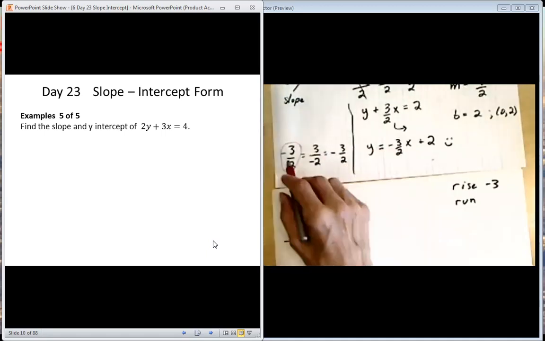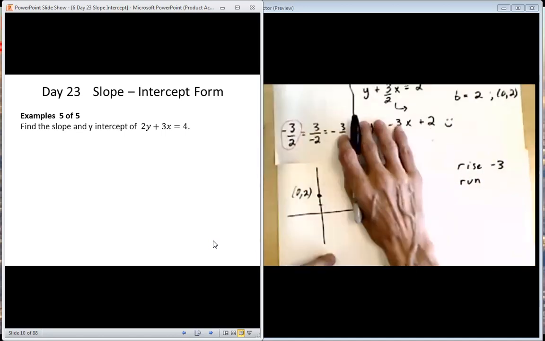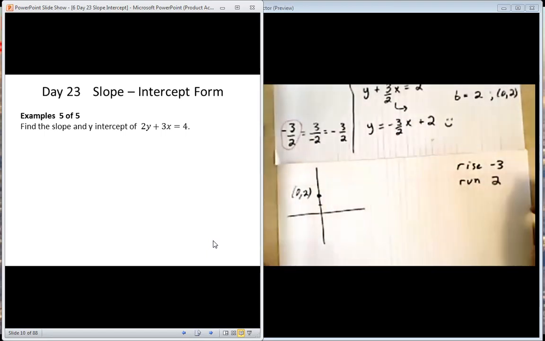Okay, so what does that mean now for our rise and our run? From class and Zoom, I think you guys got it now. -3 and +2, right? Okay, so for the rise, are we going up or down? Down. For the run, are we going left or right? Right.